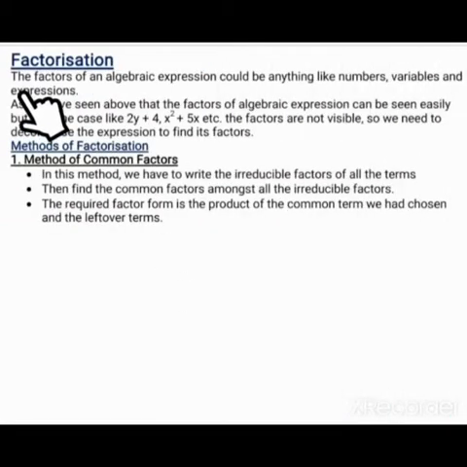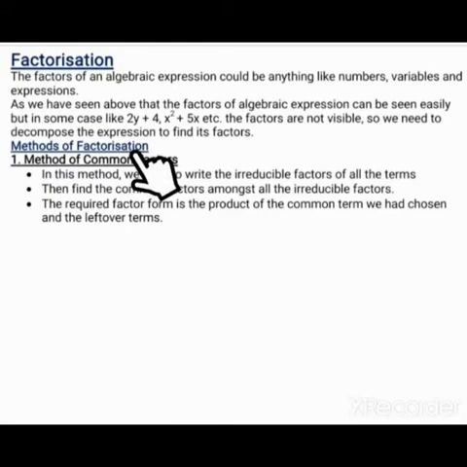Now, factorization. The factors of an algebraic expression could be anything like numbers, variables and expressions. As we have seen above, the factors of an algebraic expression can be seen easily. But in some cases like 2y plus 4, x square plus 5x, etc., the factors are not visible. So we need to decompose the expression to find its factors.